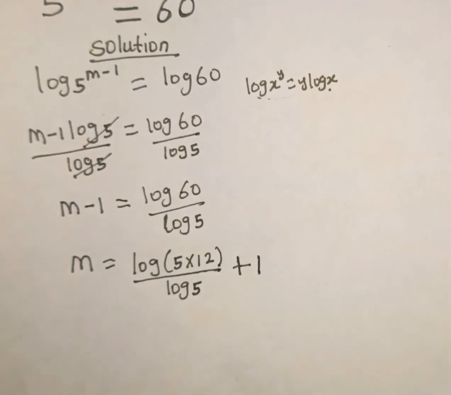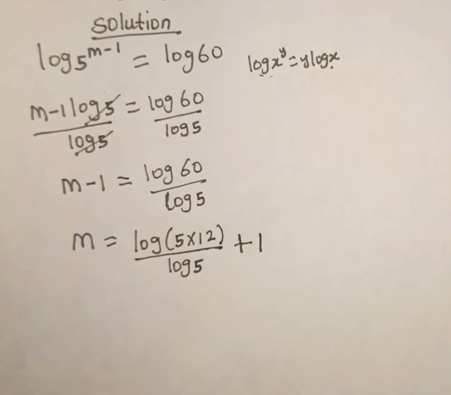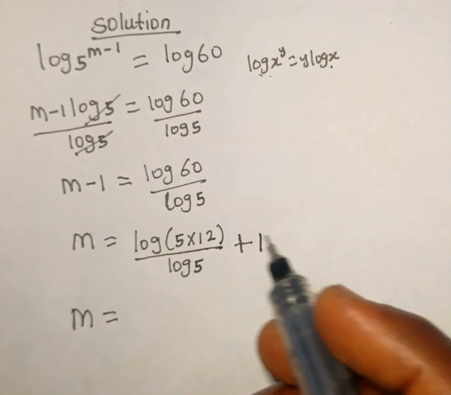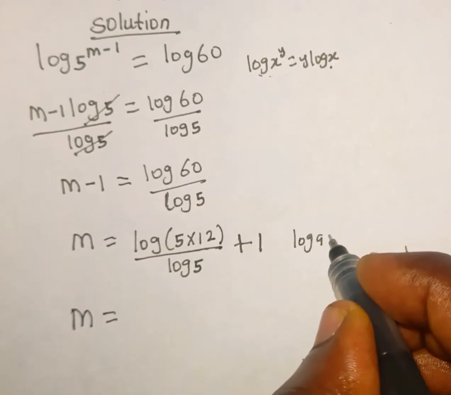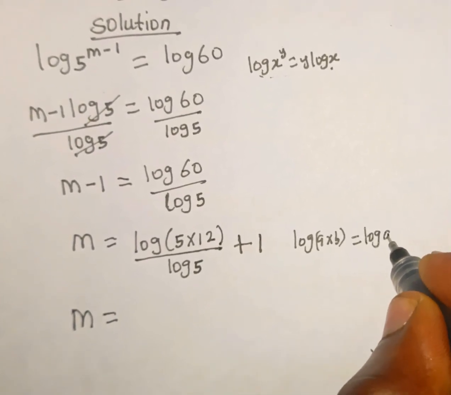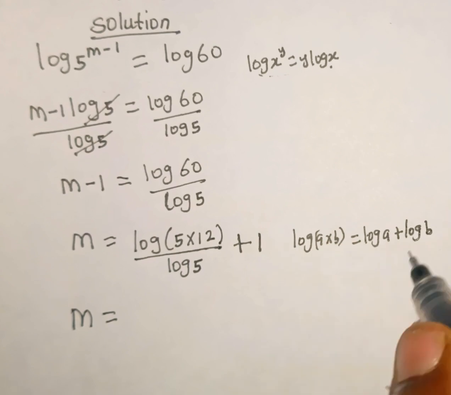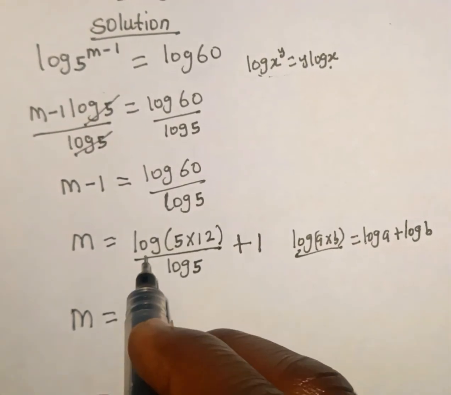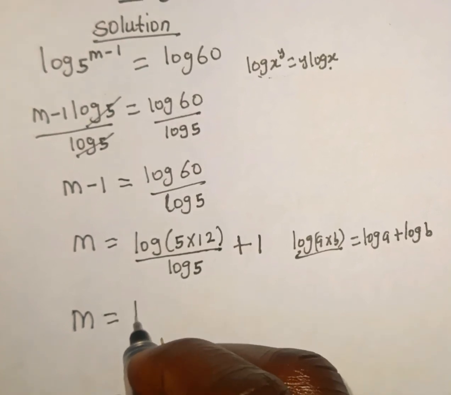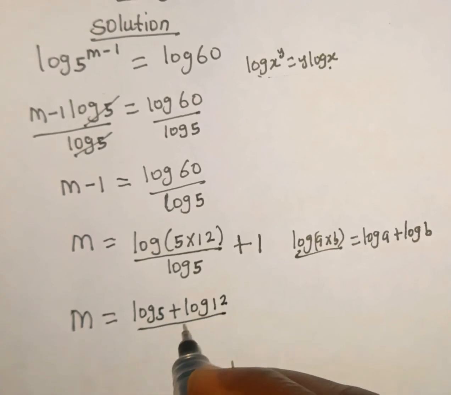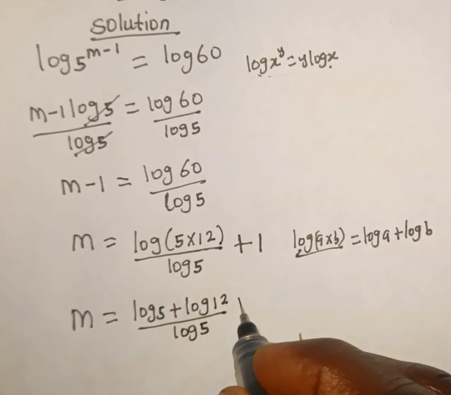So the next thing, we're going to simplify further because we cannot stop here. We're going to break it to its simplest form so that we have m equal to, recall that log of 5 multiplied by 12, when we have log of a multiplied by b, this can be simplified as log of a plus log of b. This is the property of logarithm. As you can see, the numerator is in this form, so we're going to rewrite it in this form. It's going to be log of 5 plus log of 12, then everything over log of 5, then plus 1.